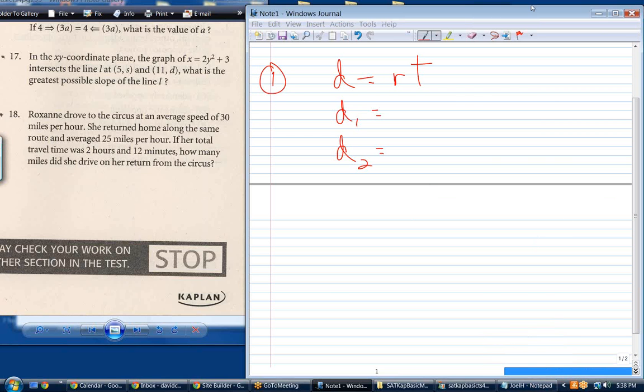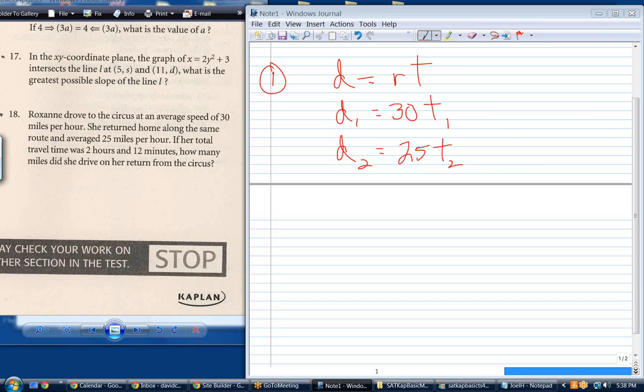Okay, you don't need to see me. D1 is equal to what? It's equal to R1 times T1. What's R1? R1 is 30. We don't know what T1 is yet. What's distance 2 equal to? 25 times T2, which is the time it takes her to return, which we also don't know.